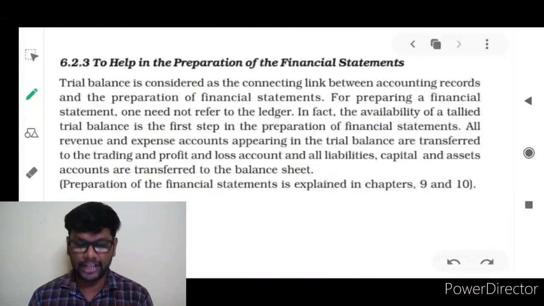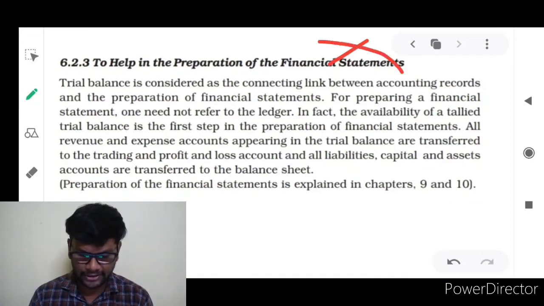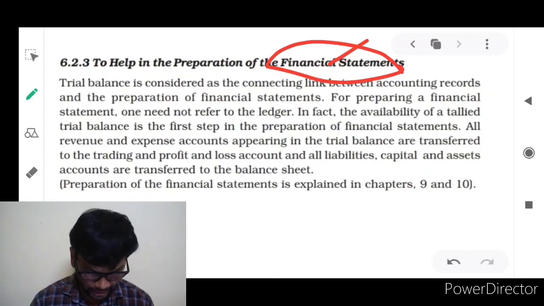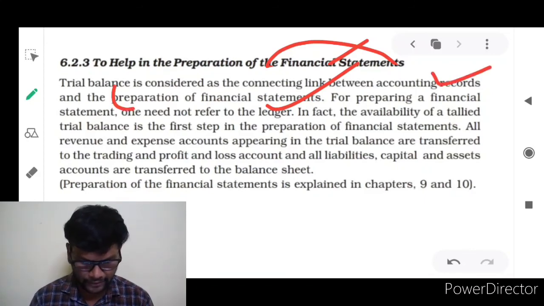The third objective of the trial balance is to help in the preparation of financial statements. The trial balance is very useful. It helps to prepare financial statements. You know what financial statements are: trading account, profit and loss account and balance sheet. These are all final accounts, the financial statements of the company. They show the financial position of the company. The trial balance is considered the connecting link between accounting records and the preparation of financial statements.